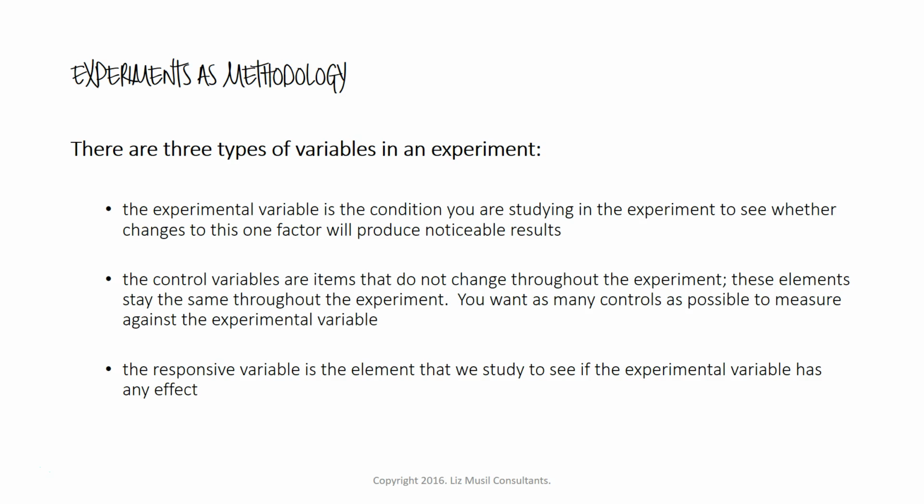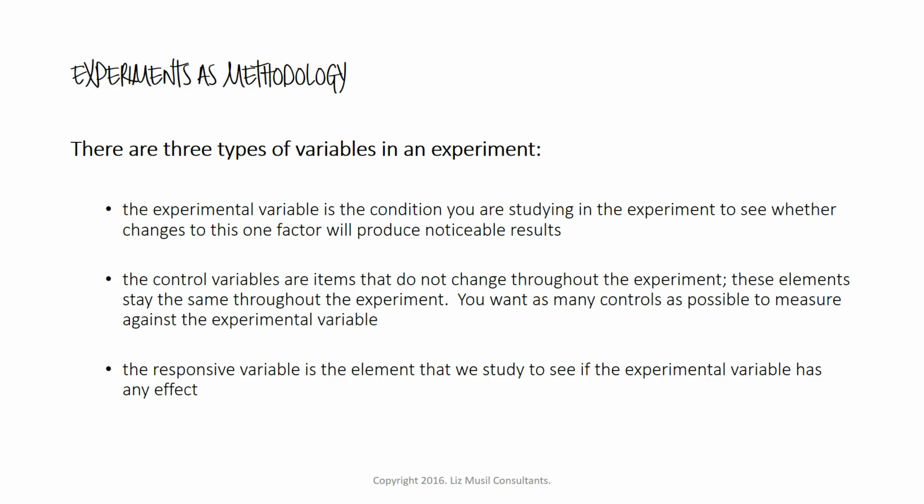To do this, you study what happens when you change one variable or element in a test. You change only one variable at a time for each experiment so that you can isolate and determine whether that change caused the effects we observe. There are three types of variables in an experiment. 1. The experiment variable is the condition you are studying in the experiment to see whether changes in one factor will produce notable results.